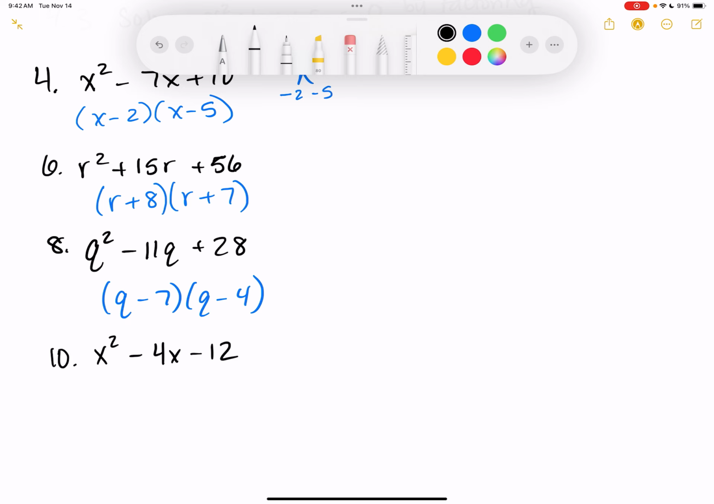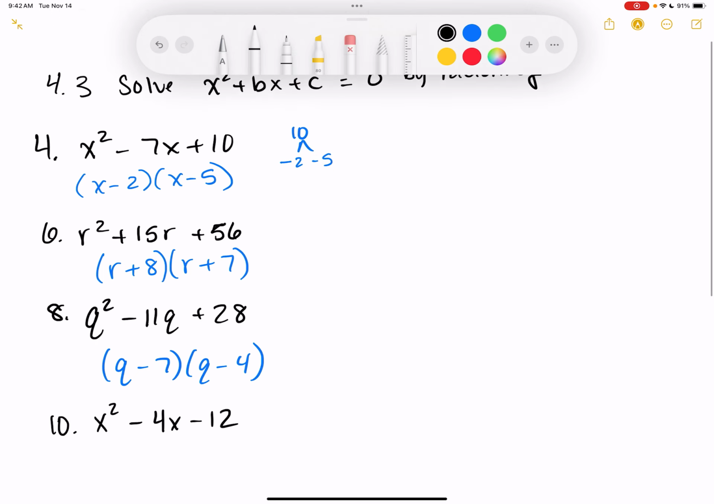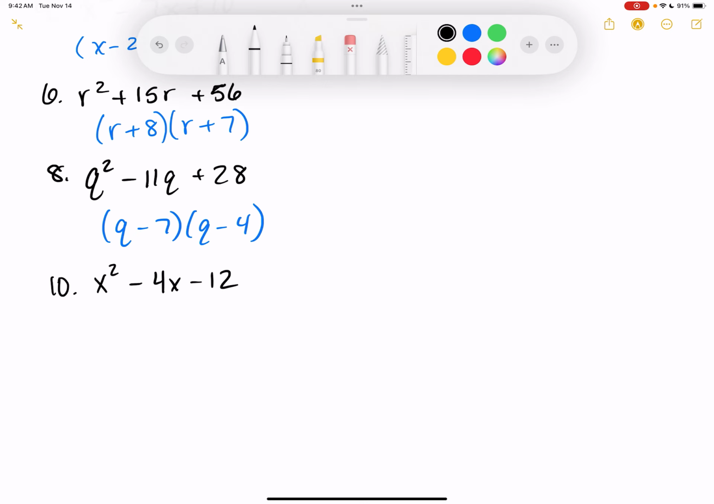Up to this point, every problem has had a positive value over here, which means that both factors either have to be positive or both factors have to be negative. Now we have one that is negative, which means that I need something positive and something negative to give me the middle term. The middle term is negative in this case, so my negative number needs to be the bigger number, and my positive number needs to be the smaller number.